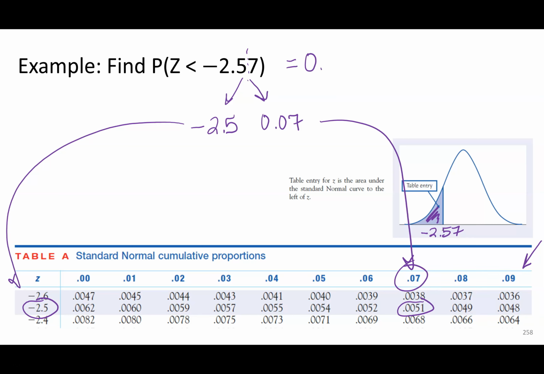So 0.0051. This is saying that this is about 0.51%. It's very low, about half of 1%, roughly. Only that fraction of values are below this value.